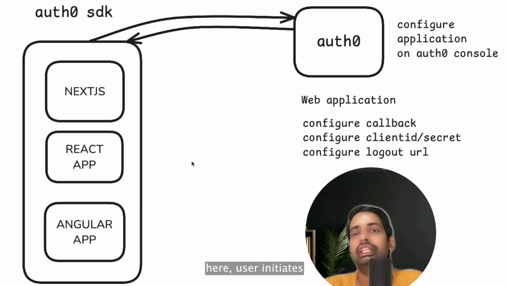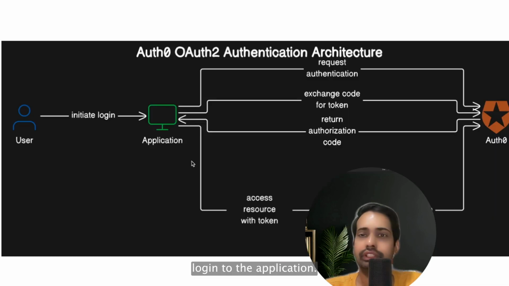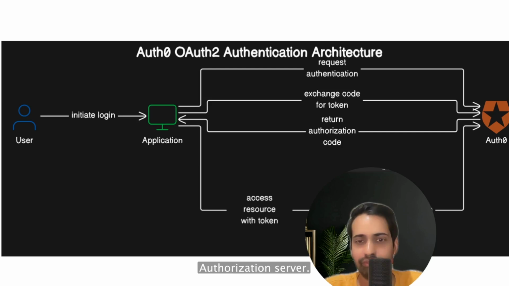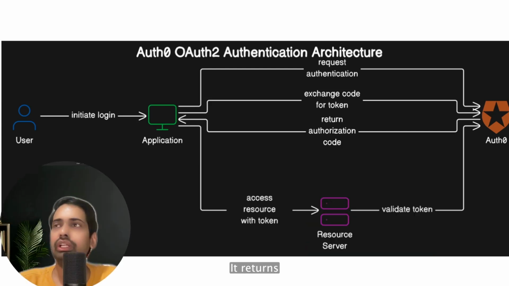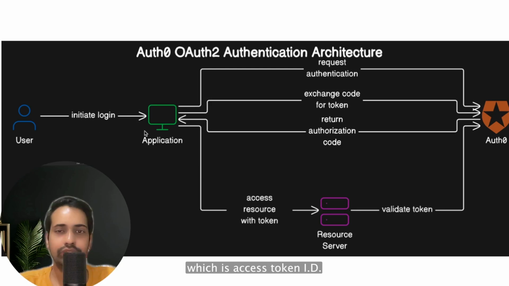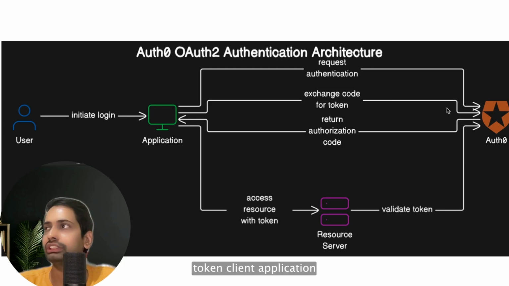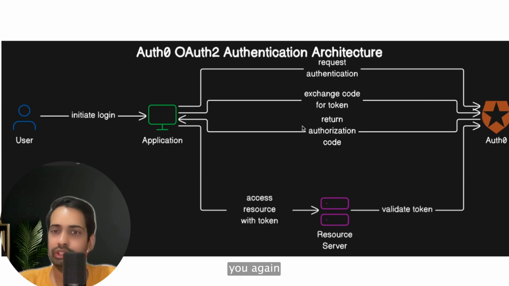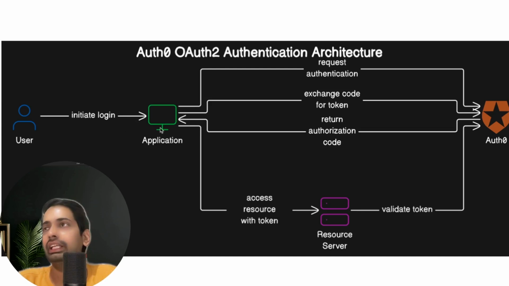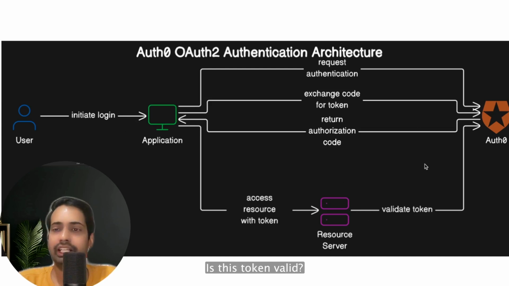And this is a typical architecture, a simple layout. So what we are doing here: the user initiates login to the application. It sends an authentication request to the authorization server. They exchange the token. It returns the authorization code, which is the access token and ID token. The client application will use that access token to access the resource server. And to validate the token, you again need to talk to Auth0 through some middleware. If this is your API server, you will talk to Auth0: okay, I got the token. Is this token generated by you? Is this token valid? Only then will I allow this API request to return the data.